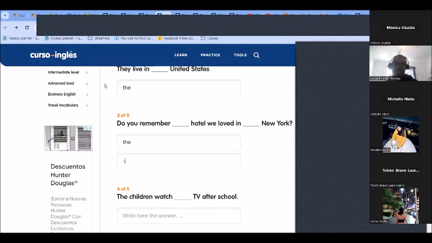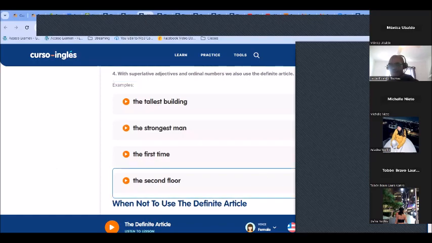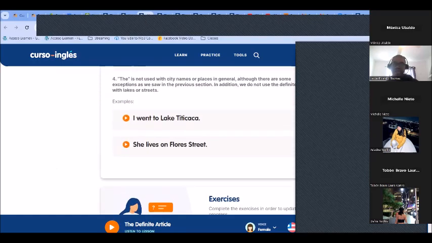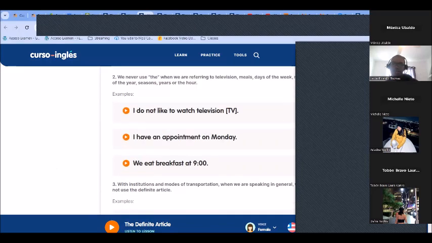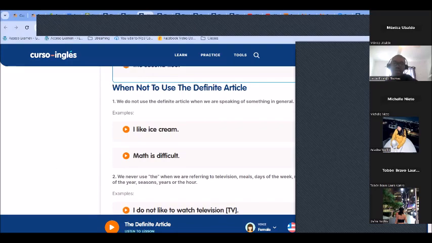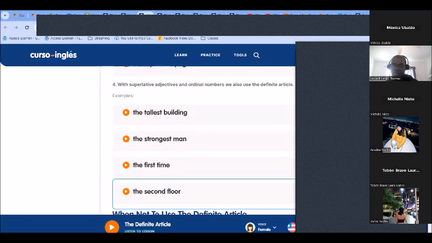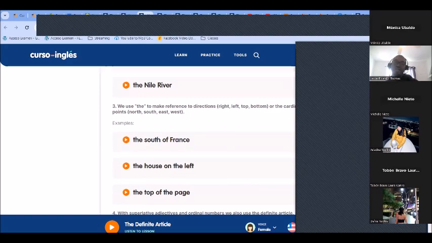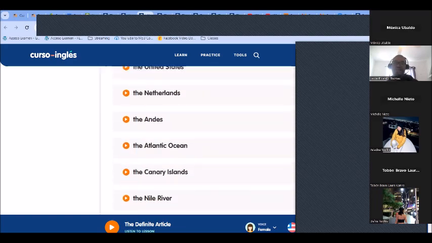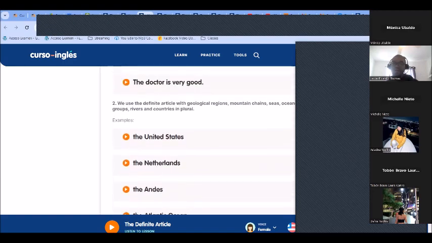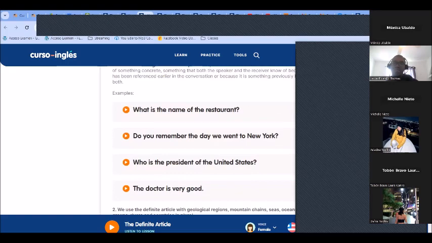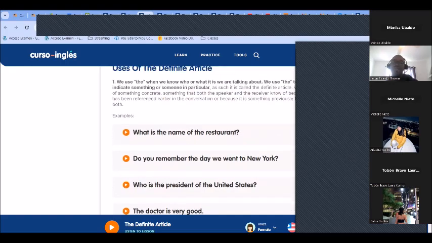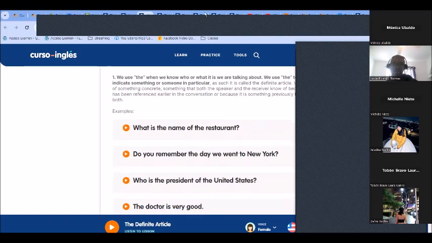All right, so for cities, we remember the rules. I mean, go back and run through the rules again. All right, we don't need it for cities or the names of streets. We don't need it for modes of transport or institution. We don't need it for TV or days of the week or times. We don't need it for things that are general. We will use it for the superlative adjectives and the ordinal numbers, references to directions and the cardinal points, specific rivers, island chains, oceans and seas, and geographic regions and mountain chains. We'll also use it when we're talking about someone or something in particular. All right?